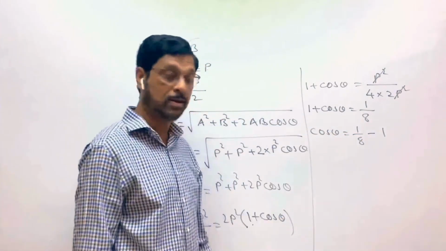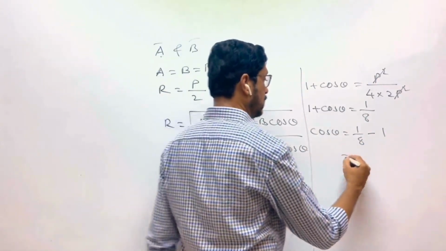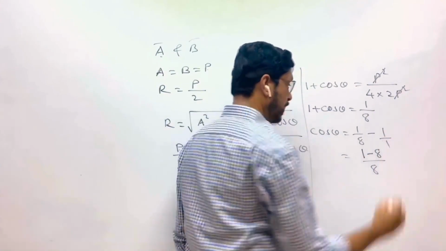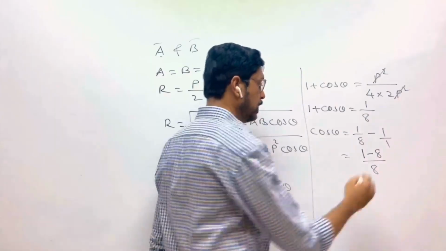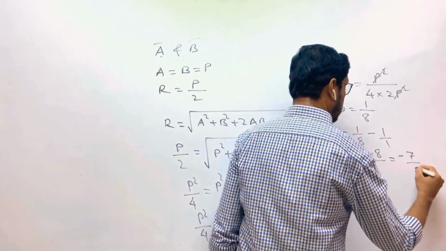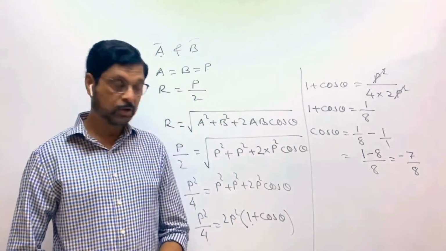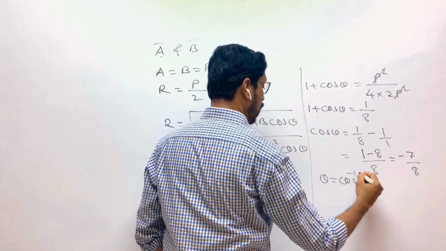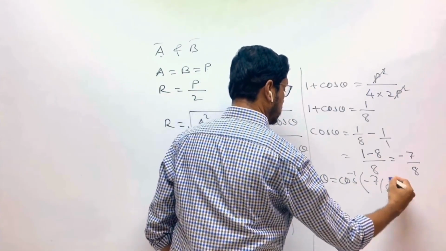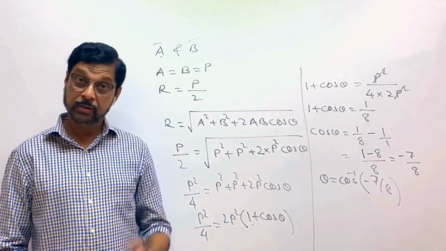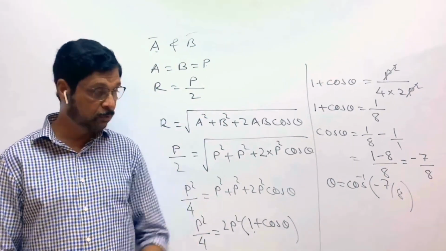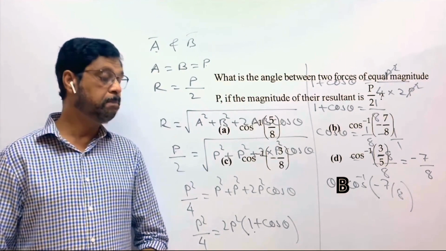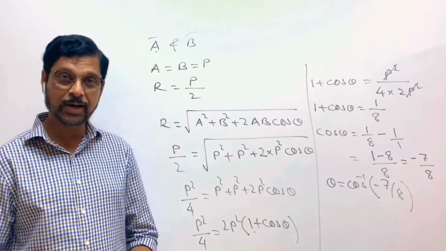or cos theta is equal to 1 by 8 minus 1. This 1 goes there. So cos theta is 1 minus 8 upon 8, that is equal to minus 7 by 8. So cos theta is minus 7 by 8 means theta will be cos inverse of minus 7 by 8. See which one it is in the options. Cos inverse of minus 7 by 8, that is option B. So B is your answer.